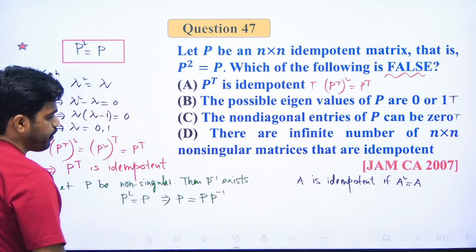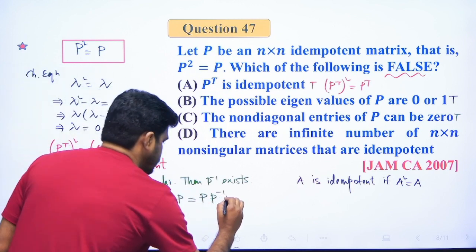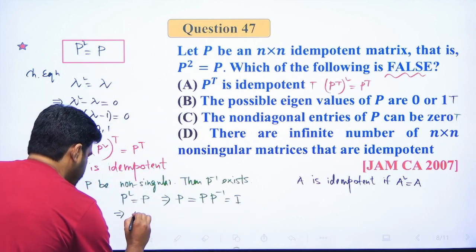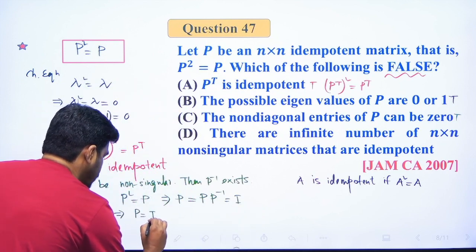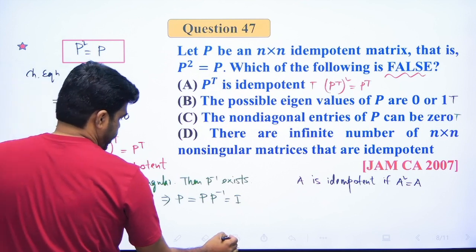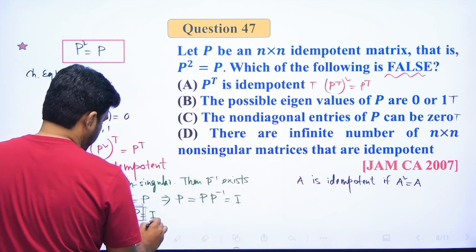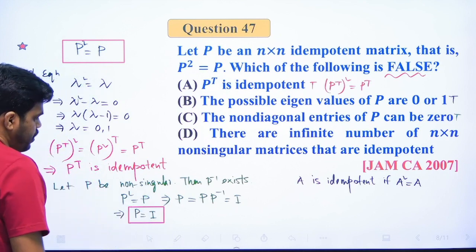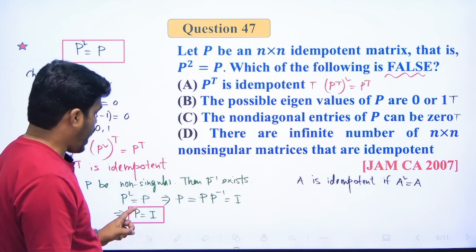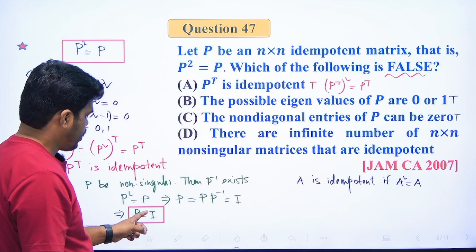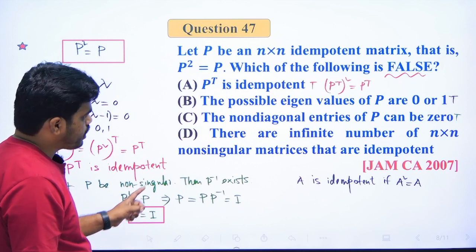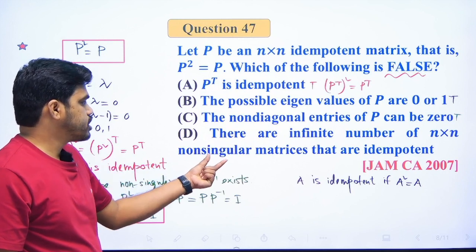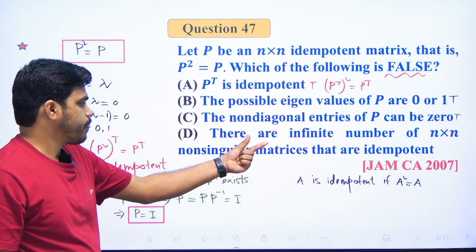P inverse they multiply, so P inverse is equal to I. So ultimately we get P is equal to I, right? That means P is the identity matrix. So there are infinite number of n cross n non-singular matrices that are idempotent.